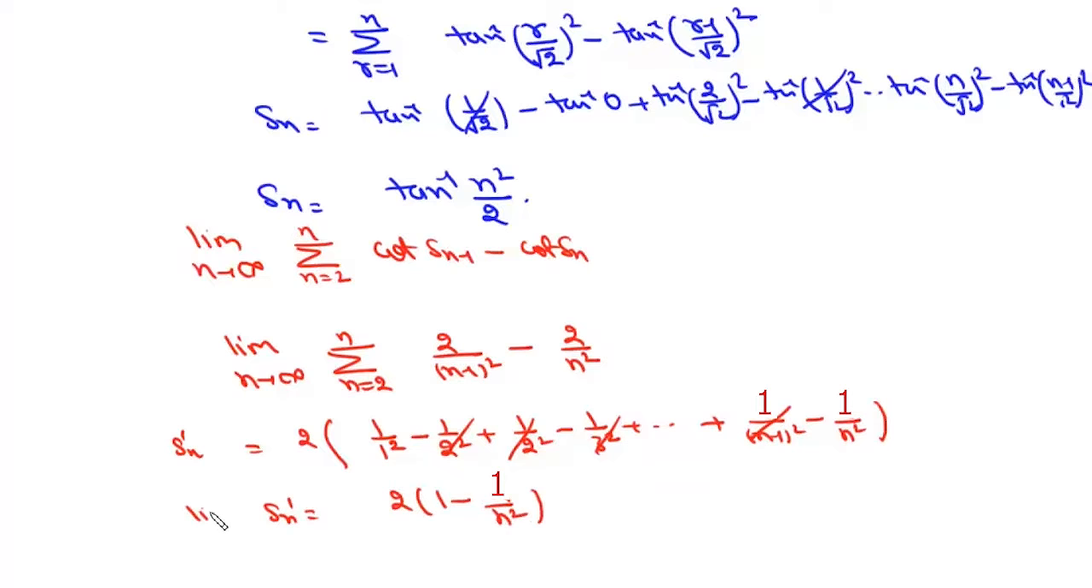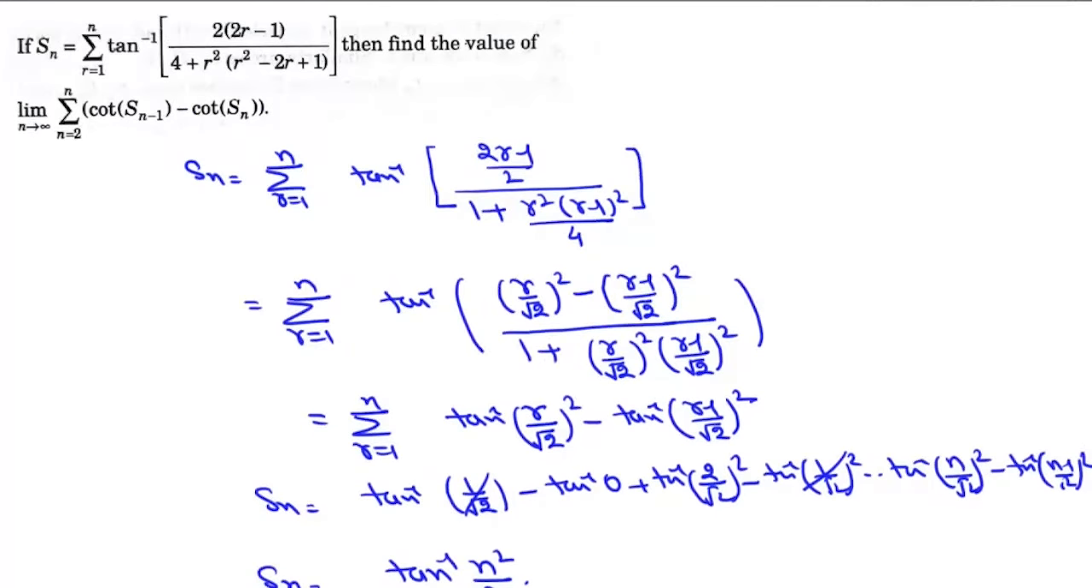Now we need to find this limit, n tends to infinite. Now we take this limit n tends to infinite. Now this is just 2. So answer to this question is simply 2.